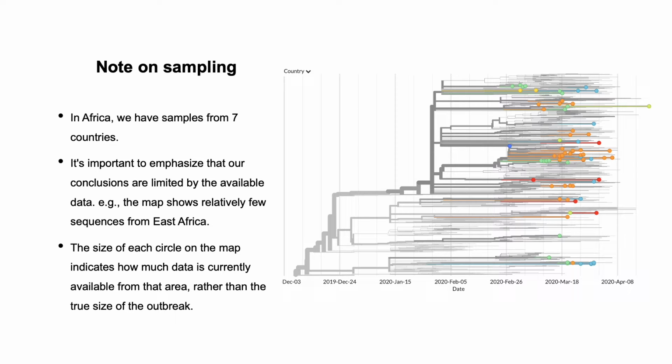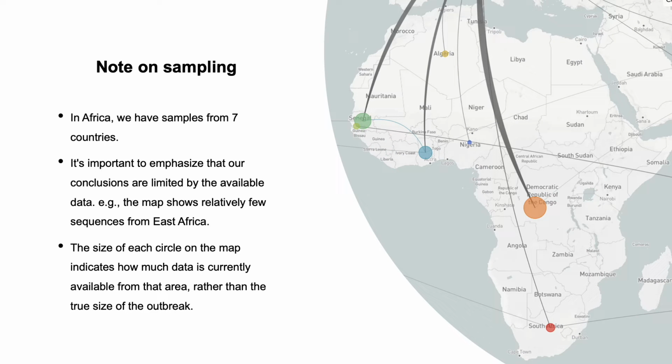While this data enables us to infer many useful characteristics of the outbreak and track its spread in real time, it's important to emphasize that our conclusions are limited by the available data. For example, the map shows relatively few sequences from East Africa. This is not because COVID-19 isn't circulating in these areas or that these cases are not as crucial to understand. Rather, we just don't have much data available from these areas. Keep in mind that the size of each circle on the map indicates how much data is currently available from that area, rather than the true size of the outbreak.